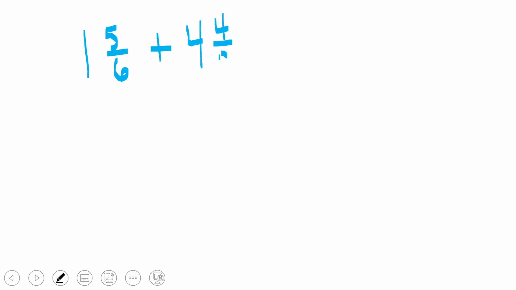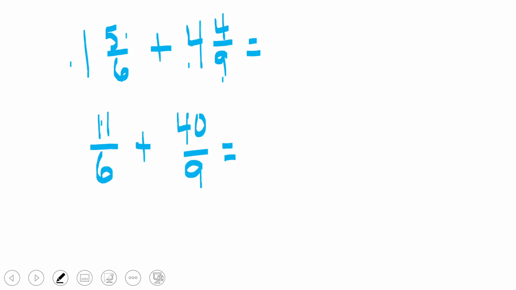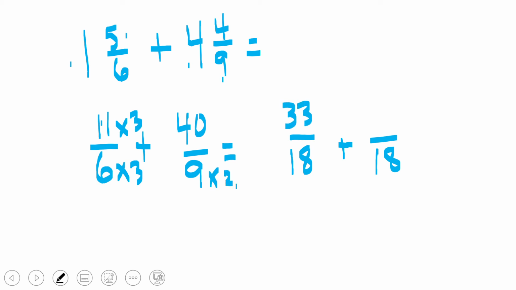Another way to tackle this problem is 1 5/6 plus 4 4/9. You can say 6 times 1 plus 5 is 11/6, plus 9 times 4 plus 4 is 40/9. To get like denominators, 6 and 9 both go into 18. 6 times 3, so 11 times 3, 33. 9 times 2, so 40 times 2, 80.